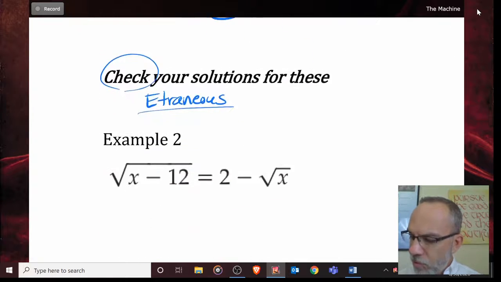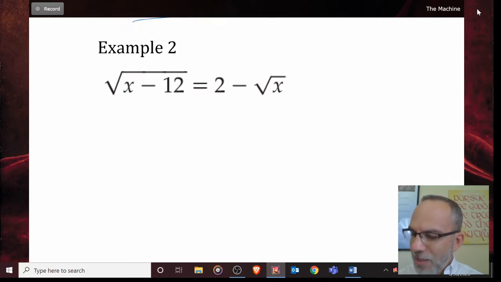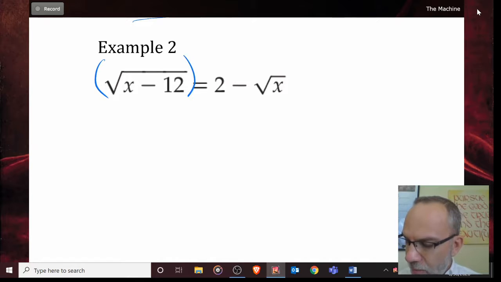What do you do when you have two of them? Well, you need to isolate usually the bigger one, the one that's more complicated. Isolate the more complicated, isolate the senior radical, which we already have. The senior radical is over there on the left. So then how do I undo a square root? I'm going to square the left-hand side.